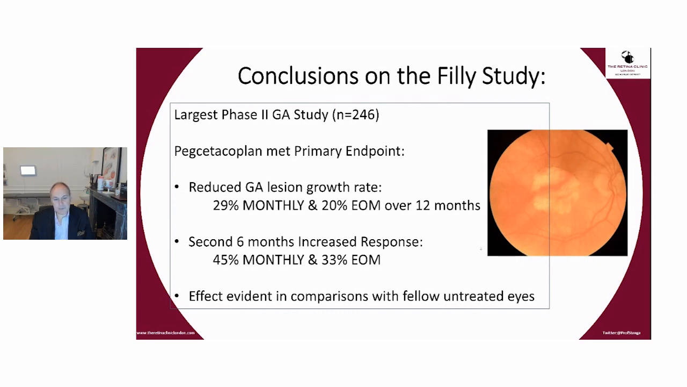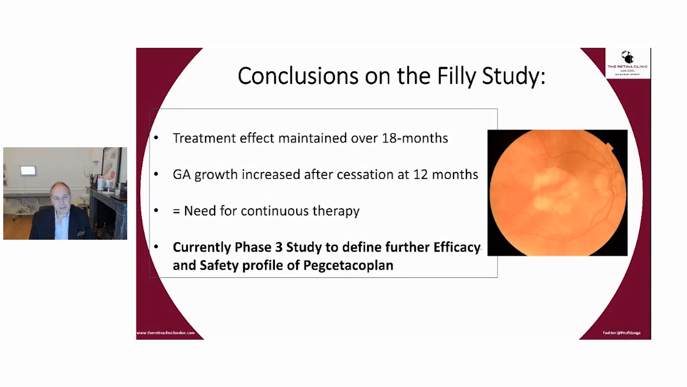In the second 6 months, there's been an increased response to the treatment, going up to 45% monthly and 33% every other month. The effect is evident also when we compare with a fellow untreated eye. Only one eye of each patient was treated. Treatment effect was maintained over 18 months. GA growth increased after cessation at 12 months as expected, and this meant the need for continuous therapy. Currently, there's a phase 3 study to define further efficacy and safety. We are part of this phase 3 study.